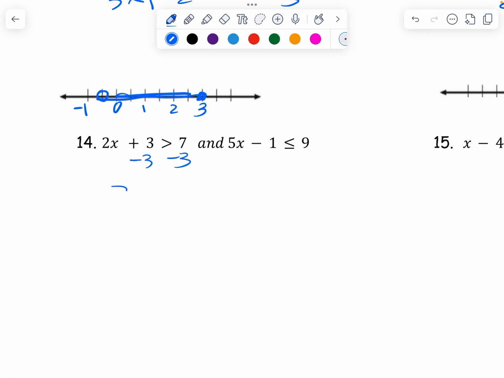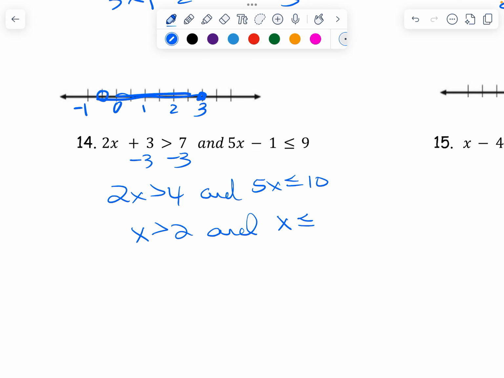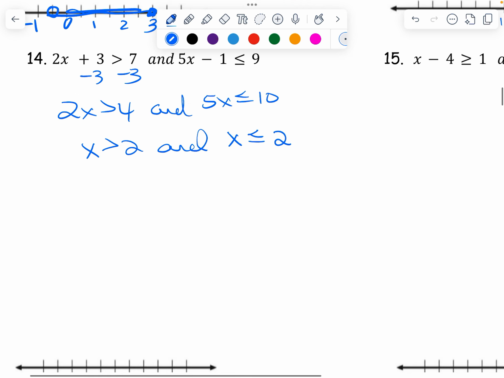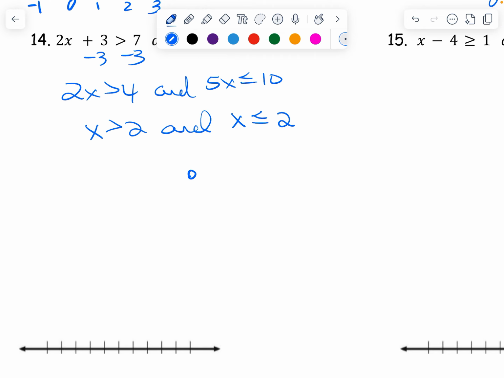Subtract 3 on both sides. I get 2x is greater than 4. X is greater than 2. And 5x is less than or equal to 10. So x is less than or equal to 2. So this wants the part that's overlapping. So this one, we're at 2 and it's going this way. This one's at 2 but not. So there's nothing overlapping, so it's no solution.